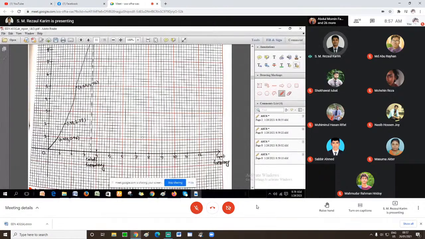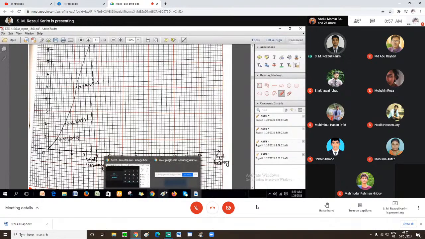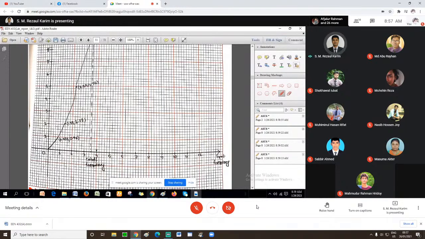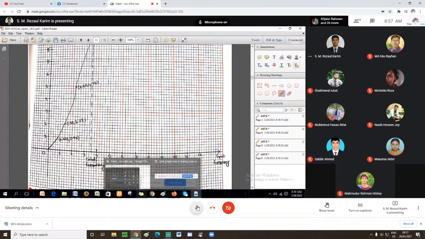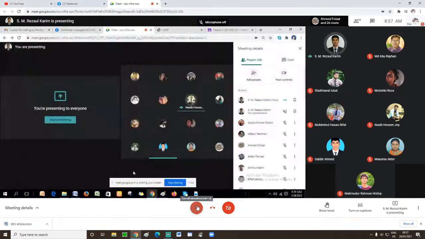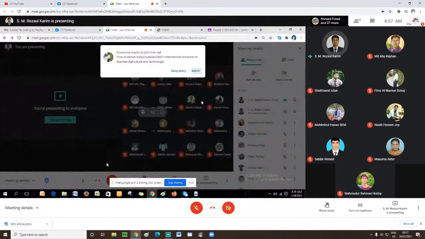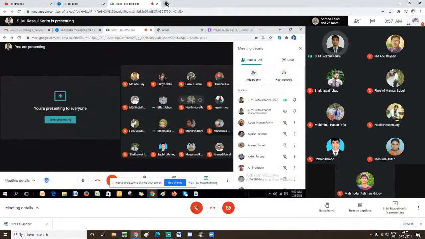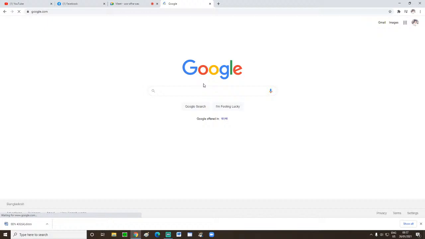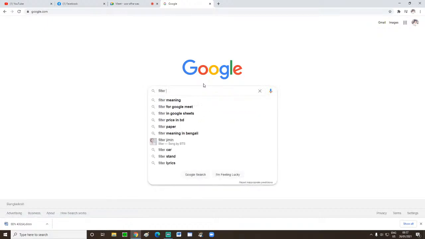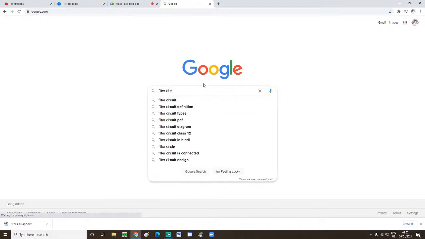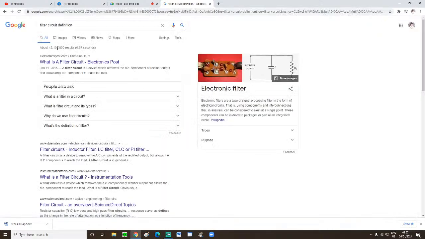Before discussing the experiments, you must know the basic concept of a filter circuit. What is a filter circuit and how does it work? You must know it, right? Okay, now who will tell me what you understand by filter circuit? Since you have already studied it in electronics, just use a very simple definition. What do you understand by it?